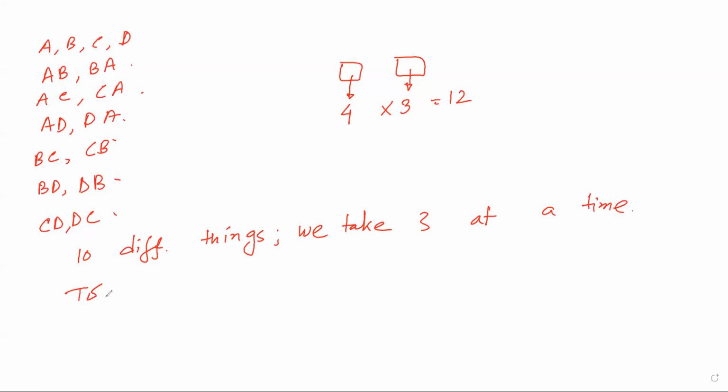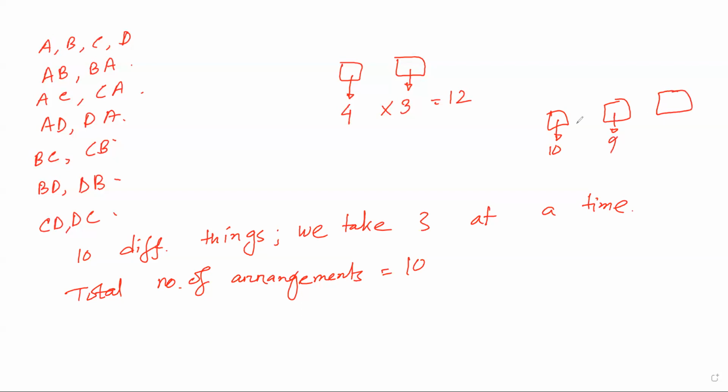So the total number of arrangements equals... The first box can be filled in 10 ways. Then the next box, after filling it in one way or another, we will have 9. And then for the third box, we have already used up 2 letters or 2 digits. That means we can use 8 ways.